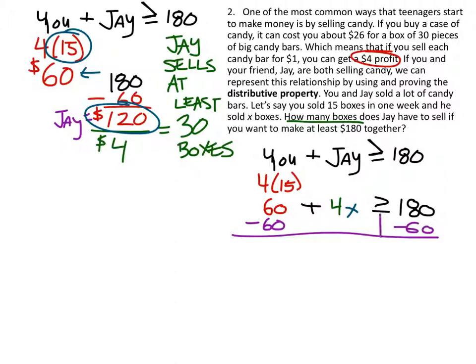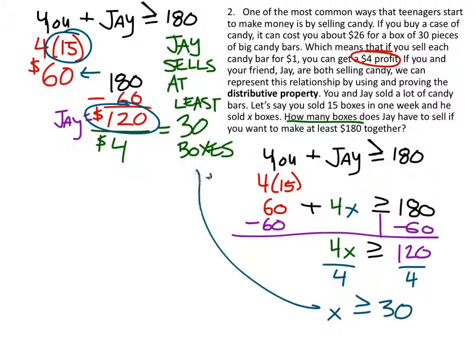So again, this shows that Jay needs to make $120. And he's going to sell at $4 for each box, so multiply that by the number of boxes. That needs to be greater than or equal to 120. Finally, just divide both sides by 4. And X, the number of boxes, needs to be greater than or equal to 30. So again, we get the same answer either way that you do it. So Jay needs to sell at least 30 boxes.